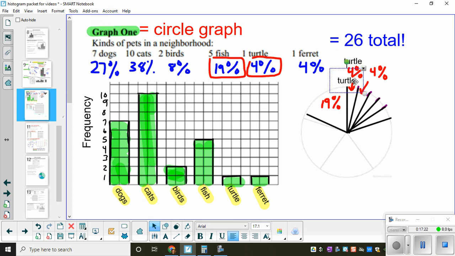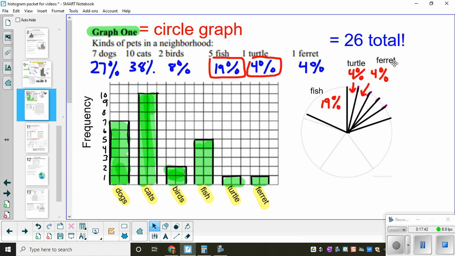And then we had the chunk next to it represented the ferret. And then over here, this chunk, that 19% we've already got, represented the fish. So we can label that one. So I'm just teaching you guys now how to go and make a pie chart. And you're going to see it's really not that difficult. We've already got 3 of the categories taken care of. Okay, so we've already taken care of those.